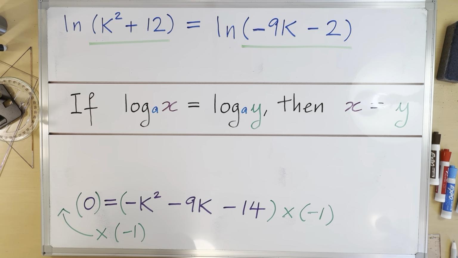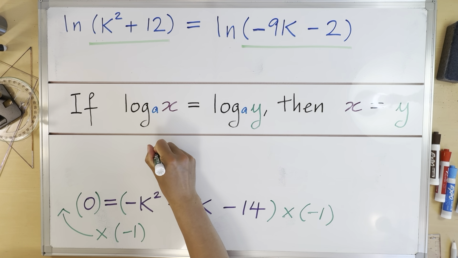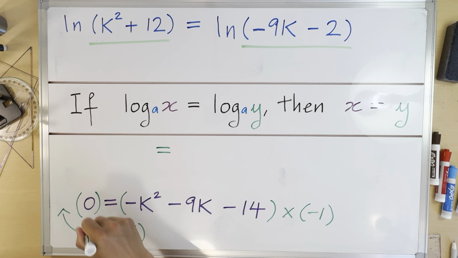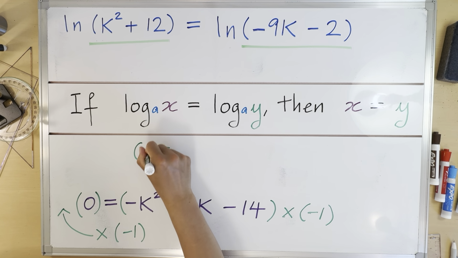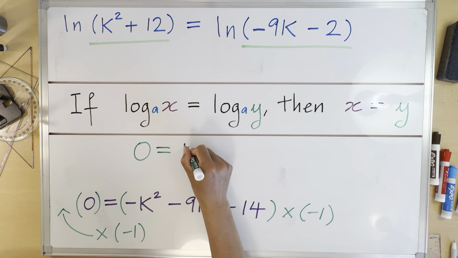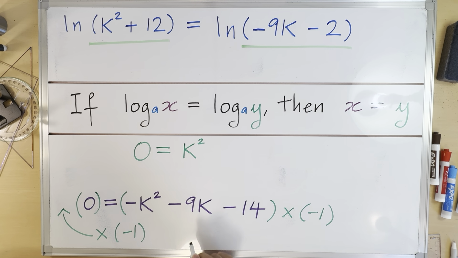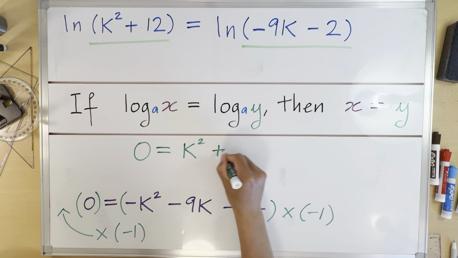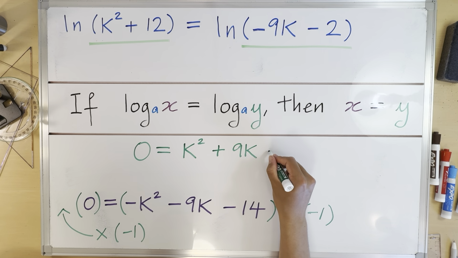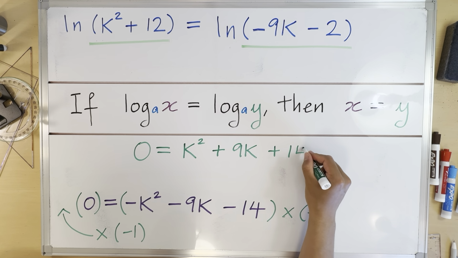Now, at this point, to the left side of the equation, 0 times negative 1 remains 0. Negative 1 times negative k squared becomes positive k squared. Negative 1 times negative 9k gives us positive 9k. And last but not least, negative 14 times negative 1 gives us positive 14.